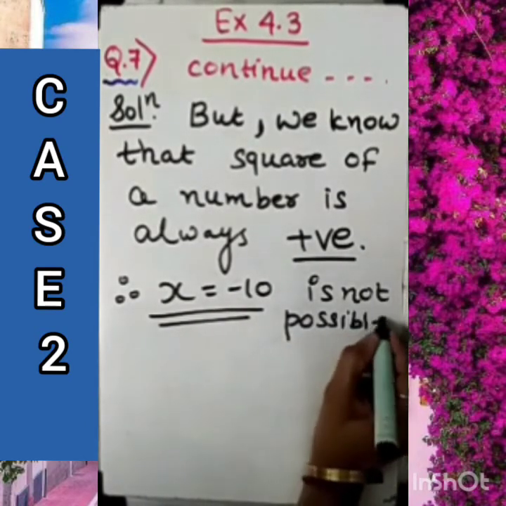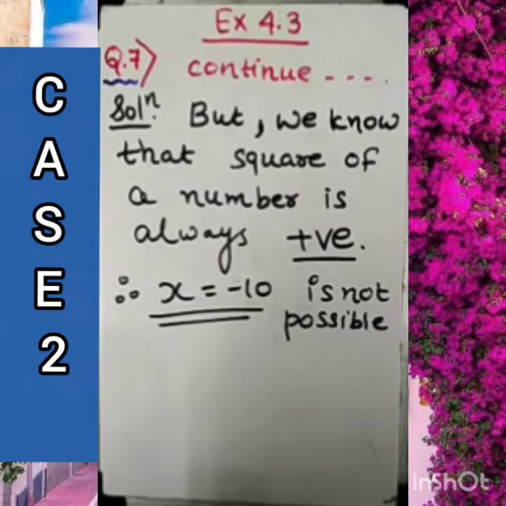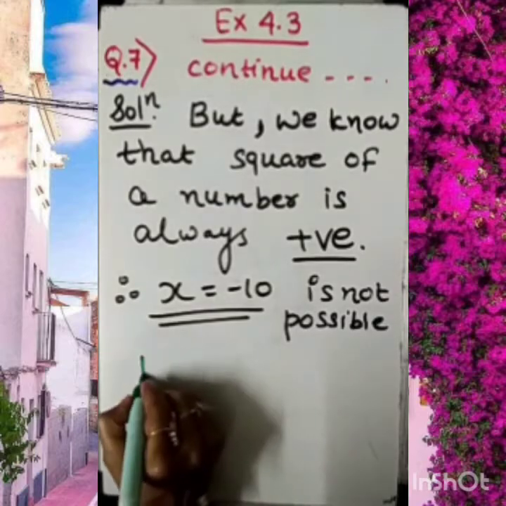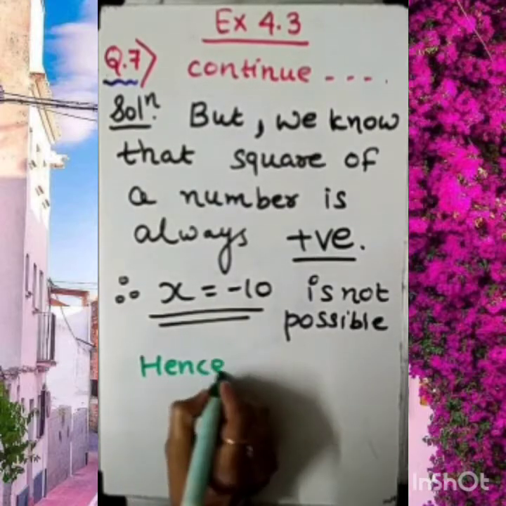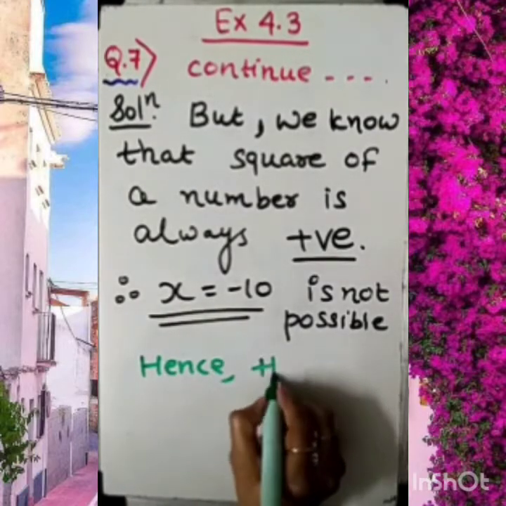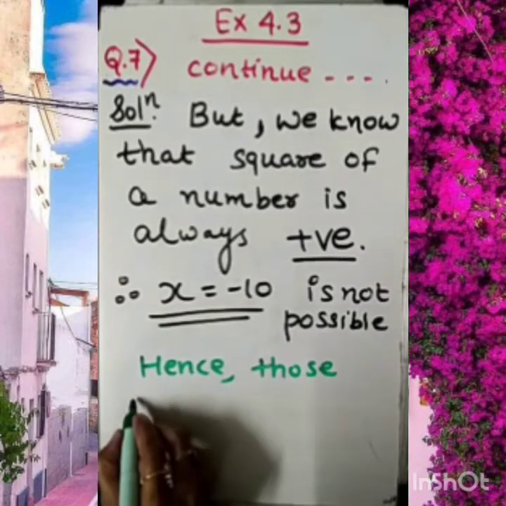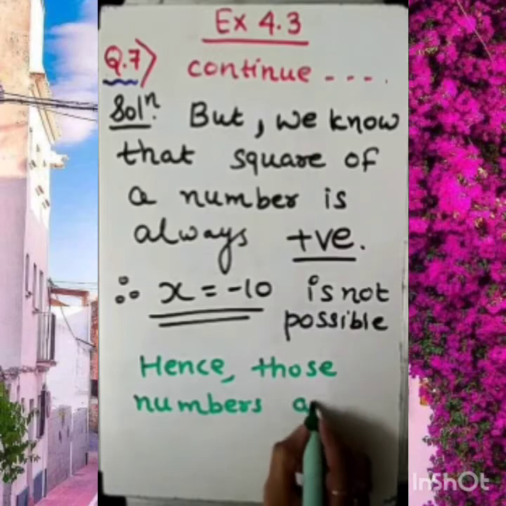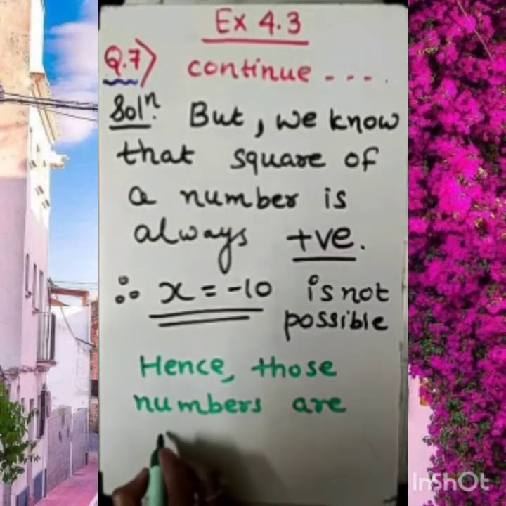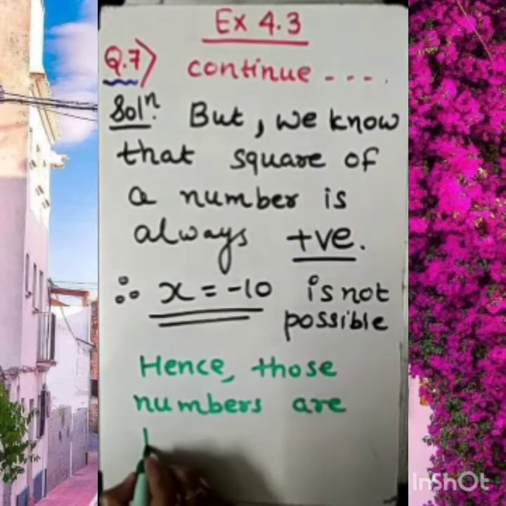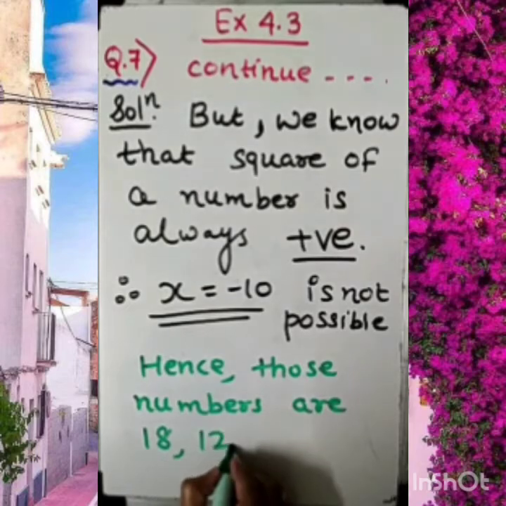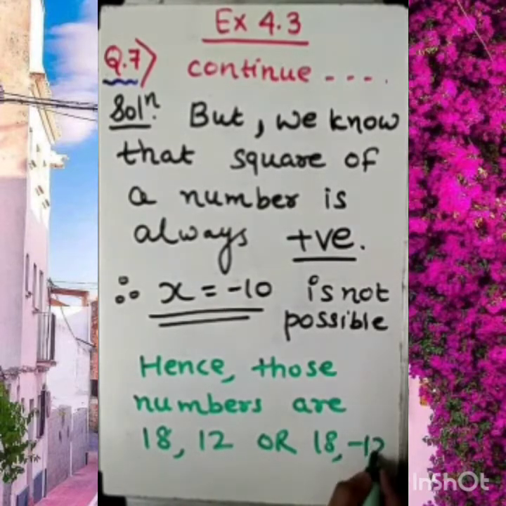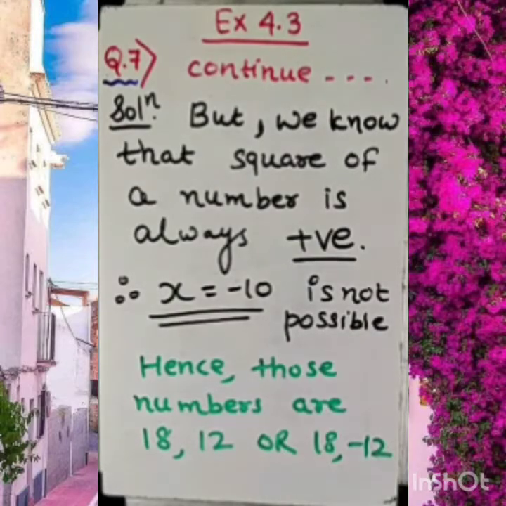Right? So this is in case 2, but we need to write, hence the numbers are, the final answer what we got in case 1. Hence those numbers are, which one we were having? One was 18 and 12, or another pair 18 and minus 12. So this is the complete solution.